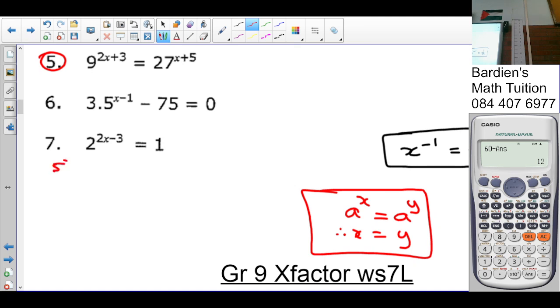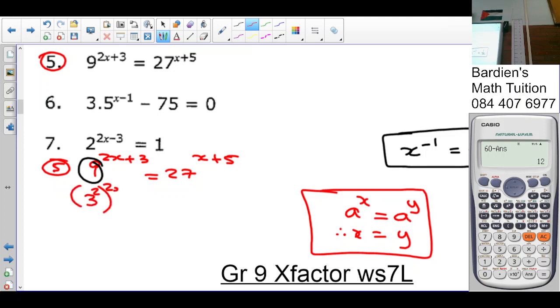Don't forget. Number 5. So you've got 9 to the 2x plus 3 equals 27 to the x plus 5. The idea is to get the bases the same for the exponents to be equal. Now 9 can be written as what? 3 squared, raised to the 2x plus 3. 27 can be written as what? 3 cubed, raised to the exponent x plus 1. Can you see that, people?